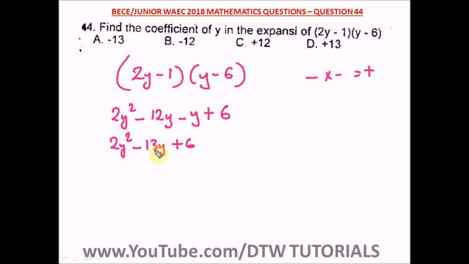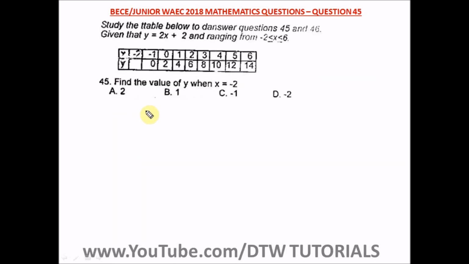All right, and our question says find the coefficient of y in the expansion. So this is what is carrying y, which is minus 13y, and the coefficient of y is minus 13. This is the coefficient of y, minus 13, and our right option here is option A. Question 45 of the BECE Junior WAEC 2018 Mathematics Past Question.